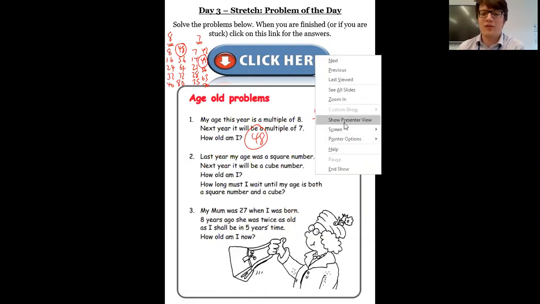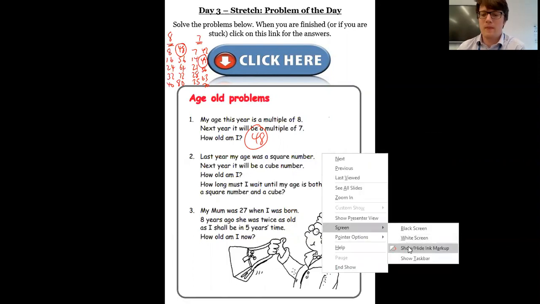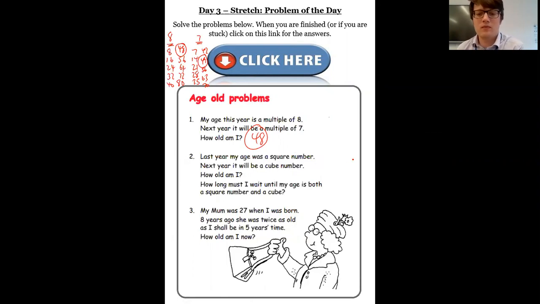Let's get rid of some of this, get a bit more space. Now, a similar problem with the next one. So last year, I was a square number.